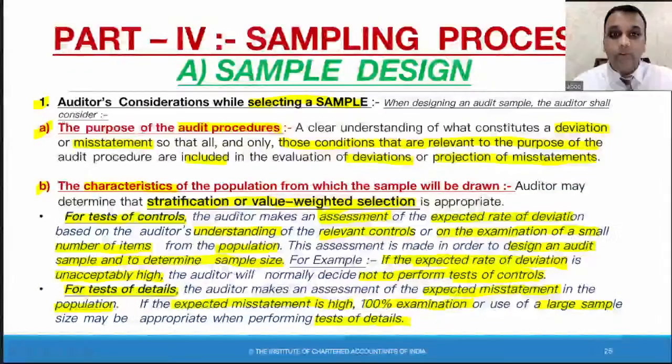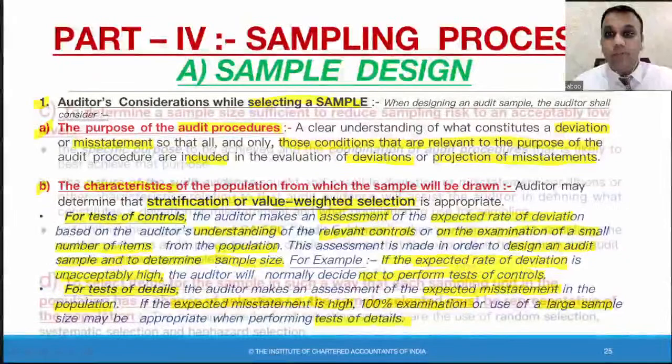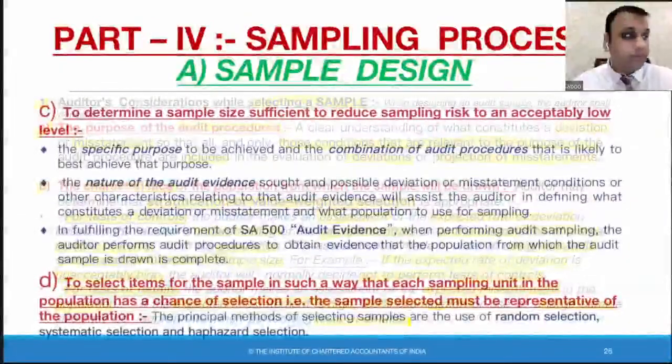So, the purpose of audit procedures and the characteristics of the population from which the sample is drawn.